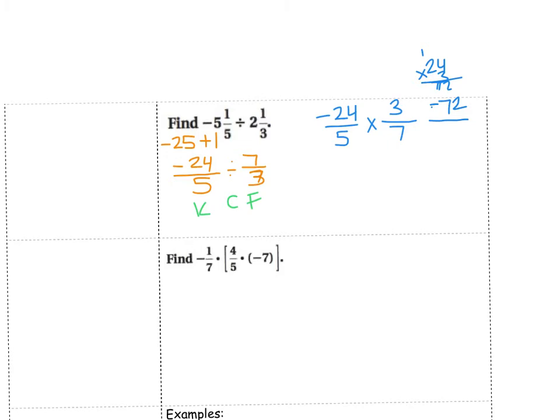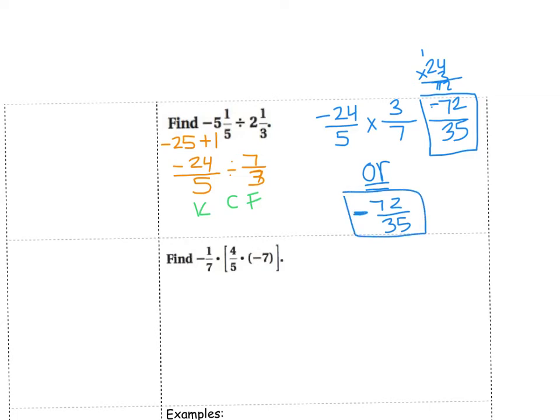And then 5 times 3 we know is 15. So our fraction is going to be -72/35. And remember, I can write it that way, or I can write it this way, 72/35, and then put the negative out in front. Because remember, even though the negative up here is in the -72, this 35 is also negative. So the whole fraction is negative.